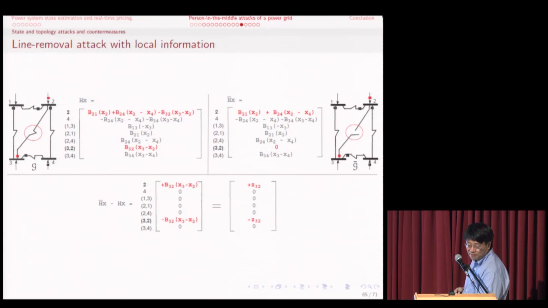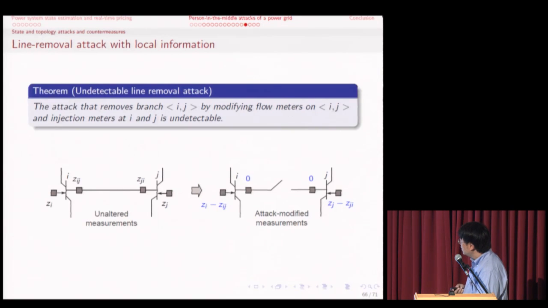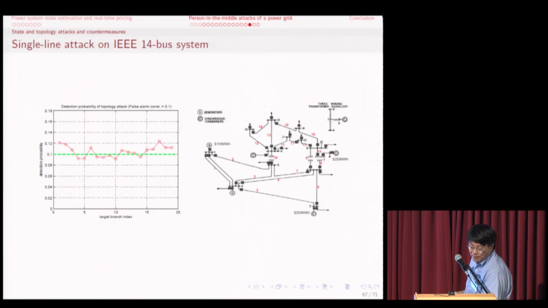This is just an illustration of something like that. So this kind of attack, unless the meters attached to something like these are protected, there is no way for you to detect them. So this is simply doing simulations and seeing how well you can detect. You can't.